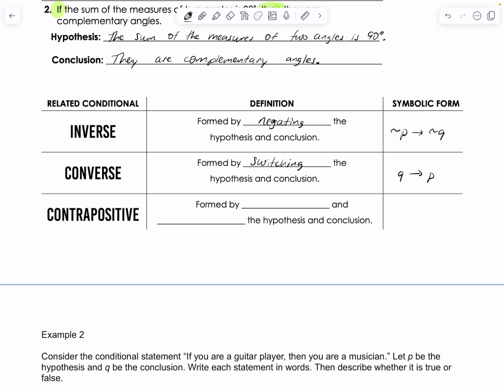So they trade places. And the contrapositive is doing both of these things. It's negating and switching the hypothesis and the conclusion. So you do both. For the contrapositive, we're going to write not Q implies not P, or if not Q, then not P. Again, let your brain work through this. It'll take some time to focus on this and make sure you understand it, but keep trying. Keep looking at your examples.